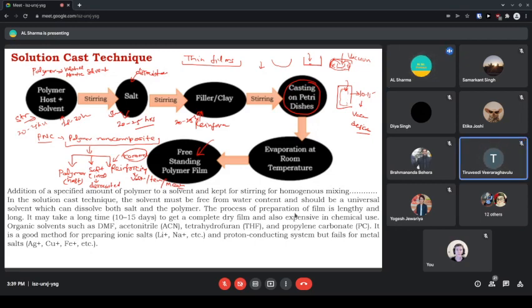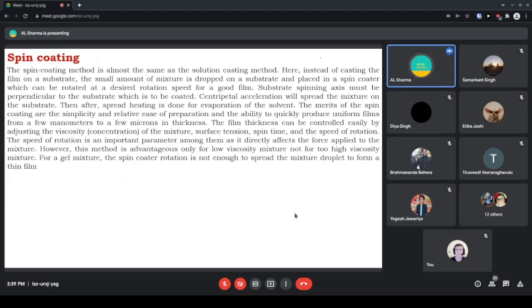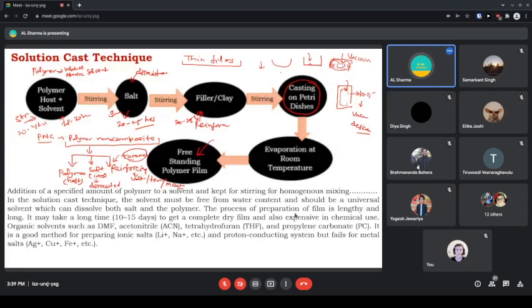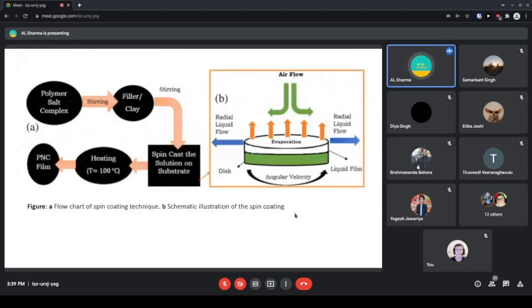Okay. So this is about the solution cast techniques. Somewhere in the same direction, whatever we discussed, everything is exactly the same. The solution is formed up to the third point, and stirring is done there. Whatever we were doing, putting the solution in the petri dish or on the glass slide, rather here what we are doing is putting those materials over a dish.